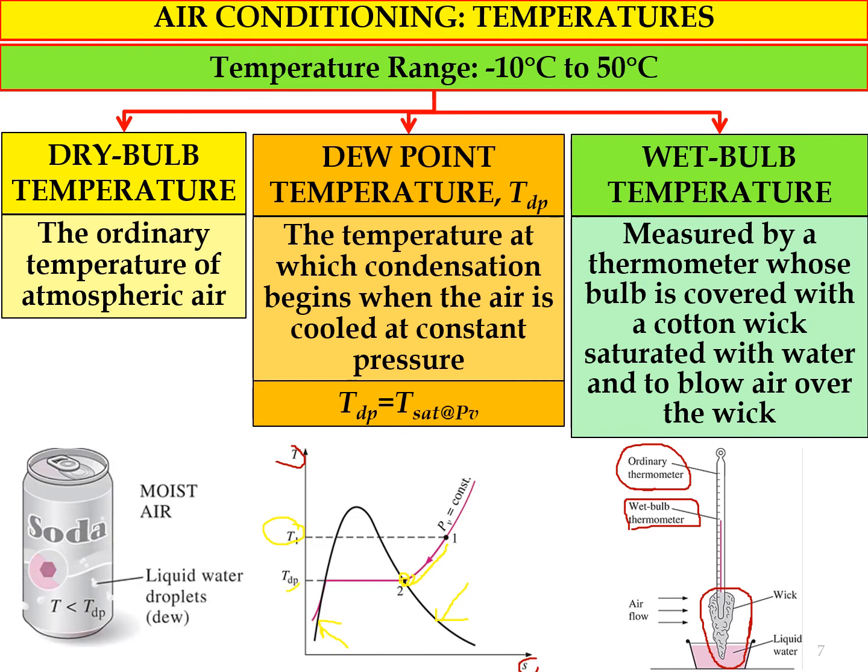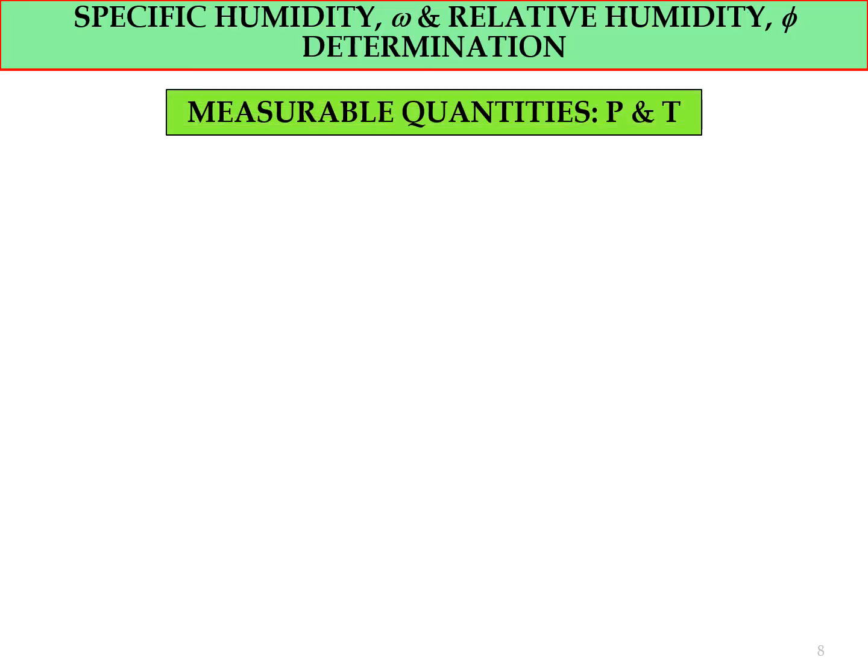One example of the dew point temperature is whenever we take a cold soda and put it in the environment temperature, suddenly water droplets start to appear on the soda can wall. So this is the phenomenon of the air being cooled at a constant pressure until it reaches the dew point temperature.